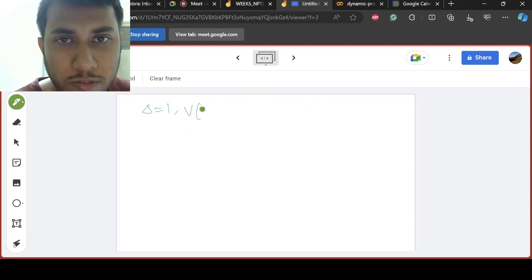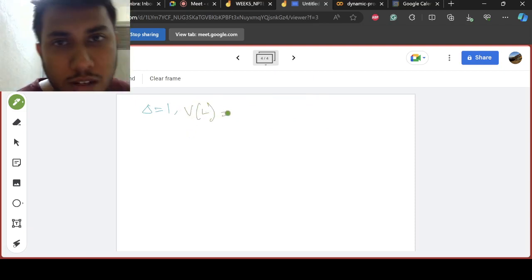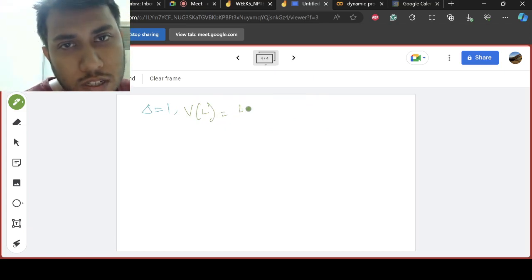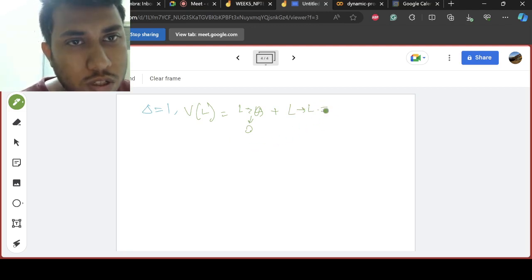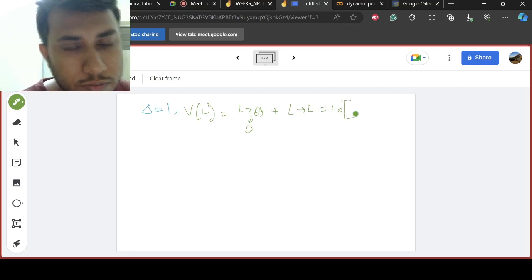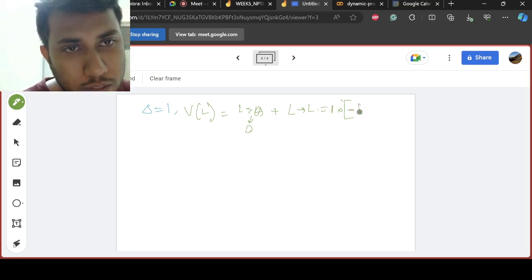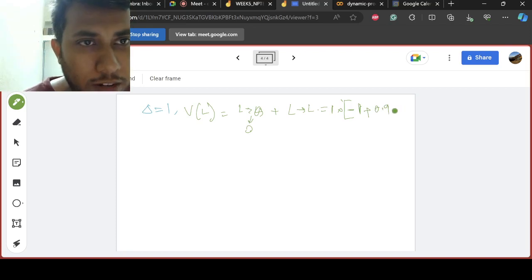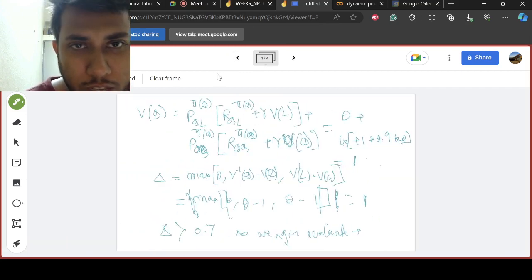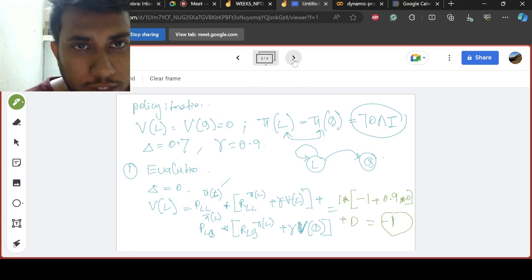So V of L again will now be what? The L to Q part will be 0, right? So we only need to focus on L to L, right? So the probability is 1 into the reward. How much was the reward? Reward is -1, the reward remains the same, -1 plus 0.9 into the previous value. Now you have to consider the previous value. That was minus 1, right? In the previous case the value we came up with for L was minus 1. So we will take this value and substitute it here.